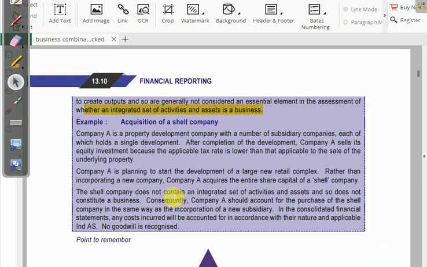Acquisition of a shell company. Company A is a property development company with a number of subsidiary companies, each of which holds a significant single development. After completion of the development, Company A sells its equity investment because the applicable tax rate is lower than that applicable to the sale of the underlying property.